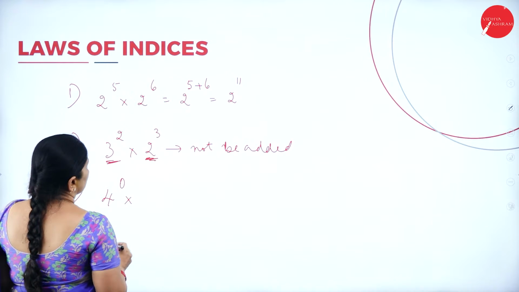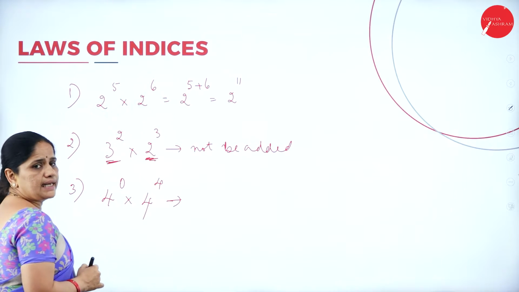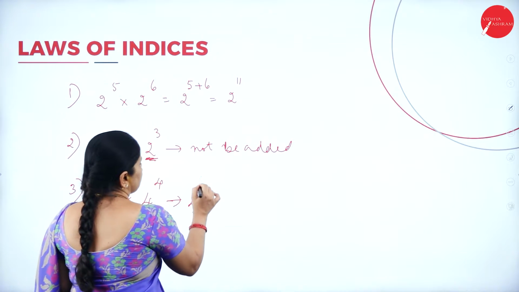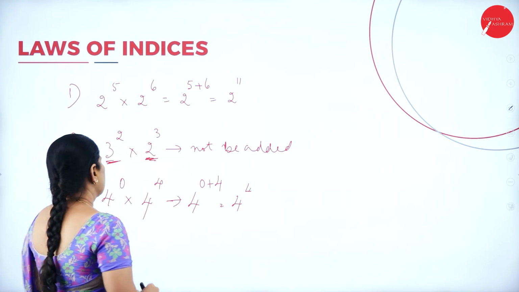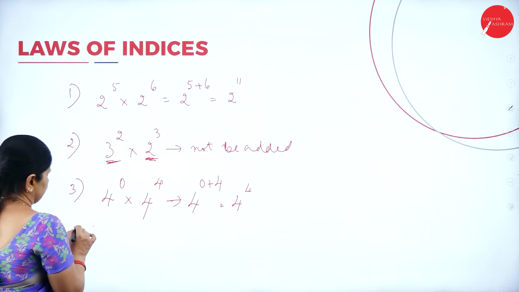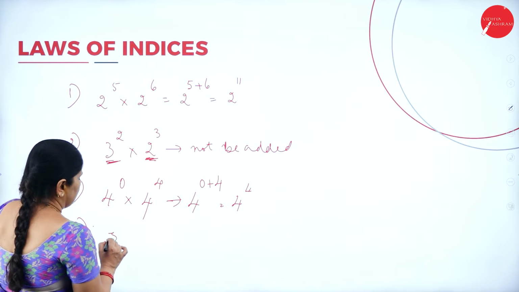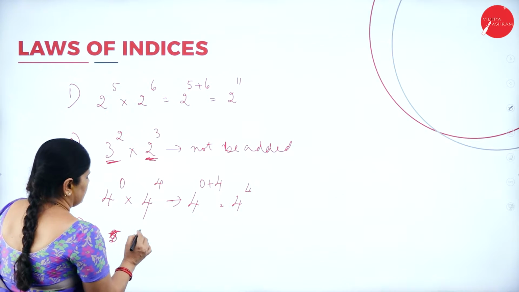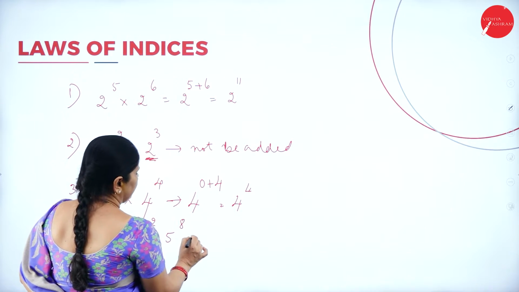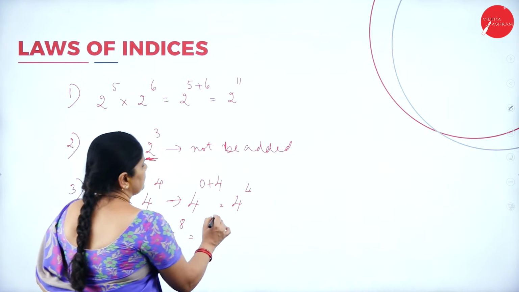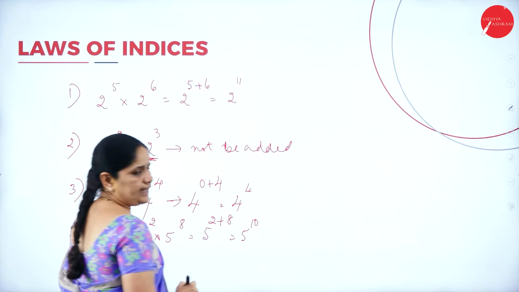Suppose I write 4 to the power of 0 into 4 to the power 4. What is the answer I'll get? 4 to the power of 0 plus 4, that is 4 to the power 4. Now, the next one, suppose I write 5 to the power of 2 into 5 to the power of 8. So this will be 5 to the power of 2 plus 8, that is 5 to the power 10.